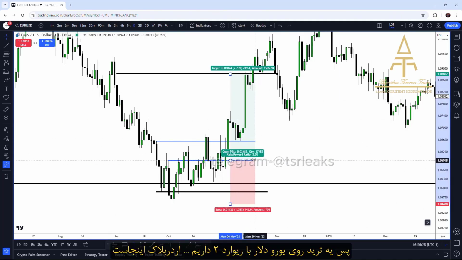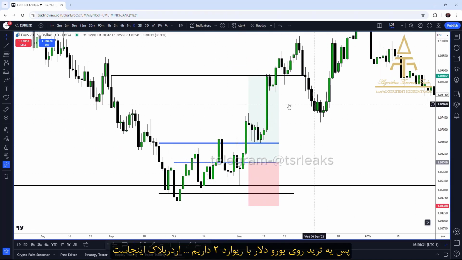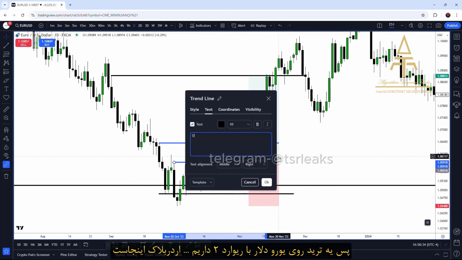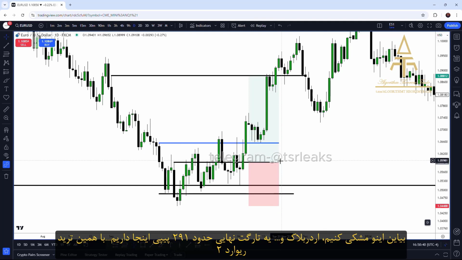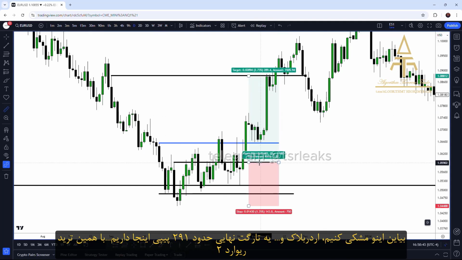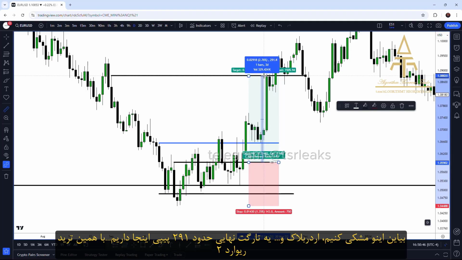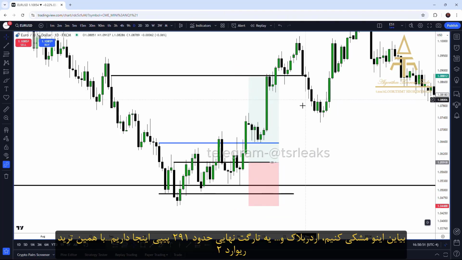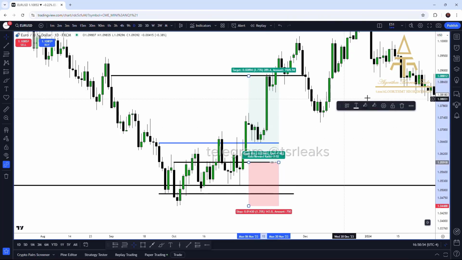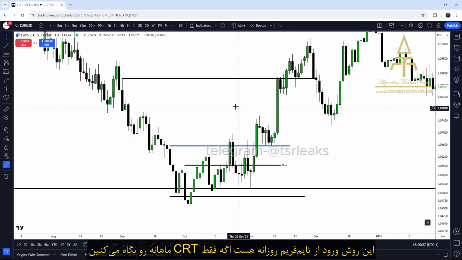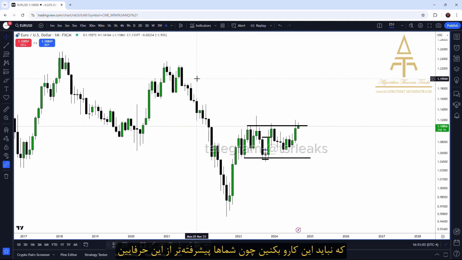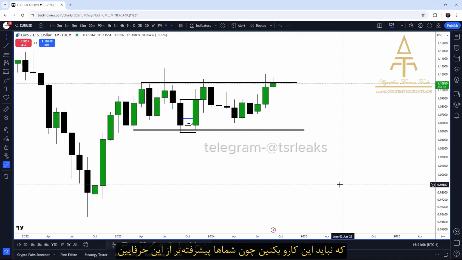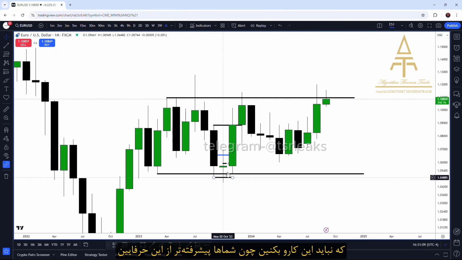So we have a 2-hour trade on the euro dollar. Order block right here. Let's draw this in black. Order block and about a 291 pip take profit here with a 2-hour trade. That's how you would enter from a daily time frame if you are only looking at a monthly CRT, which you should not be doing, as you guys are all more advanced than that.